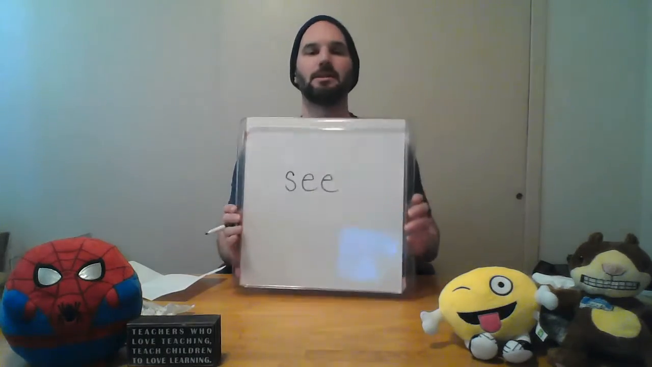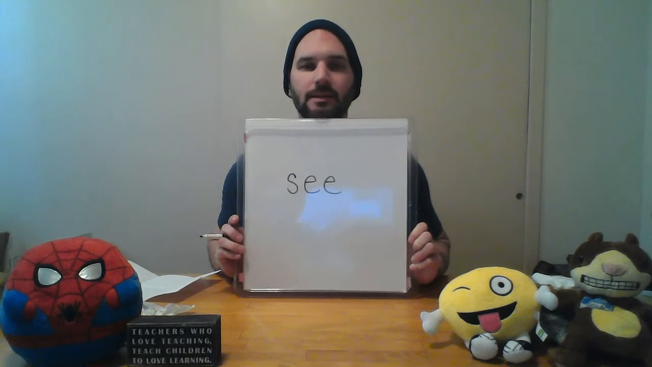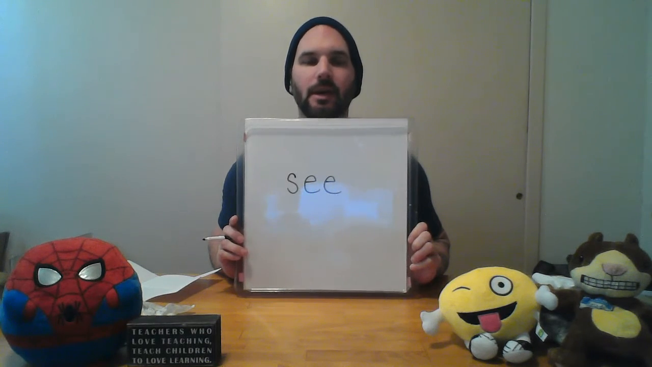And the last one that we have is S-E-E. And this spells see, as in I can see with my eyes. I can see the TV. See, S-E-E. Okay? All right, so I think that's all 6 of our sight words.